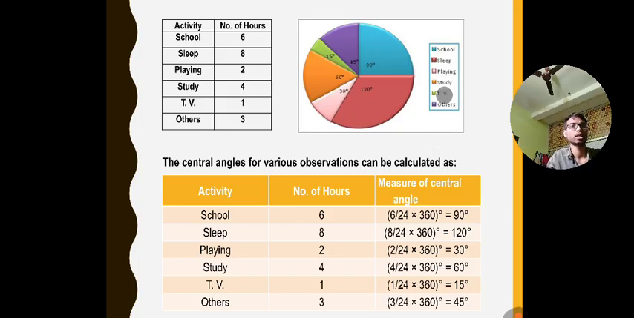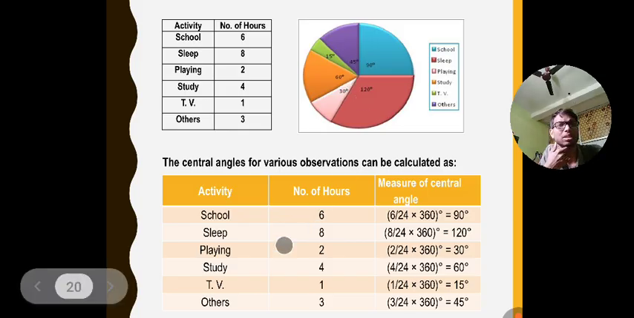Here we have a figure. We have colors. This color is about TV. The number of hours is over here, shown in percentage. The central angles for the various observations can be calculated like this.